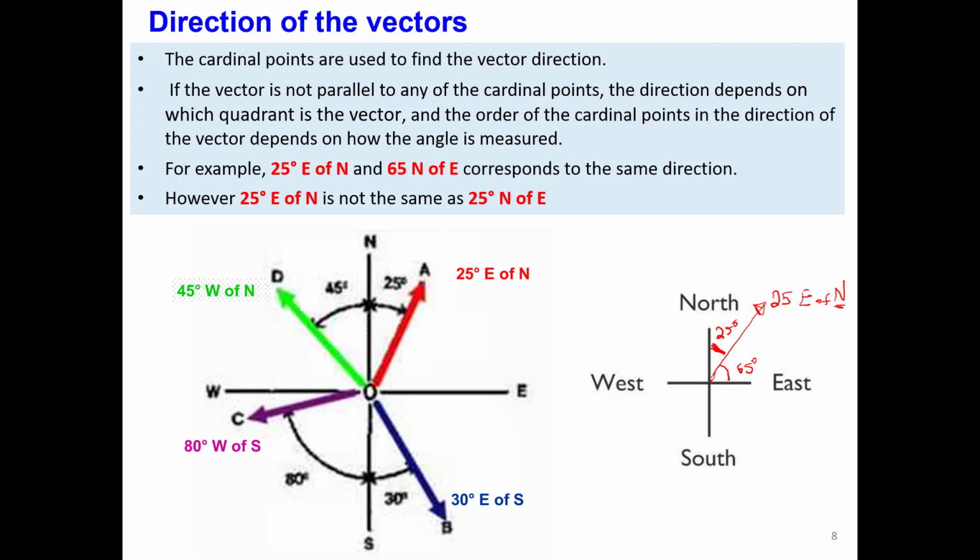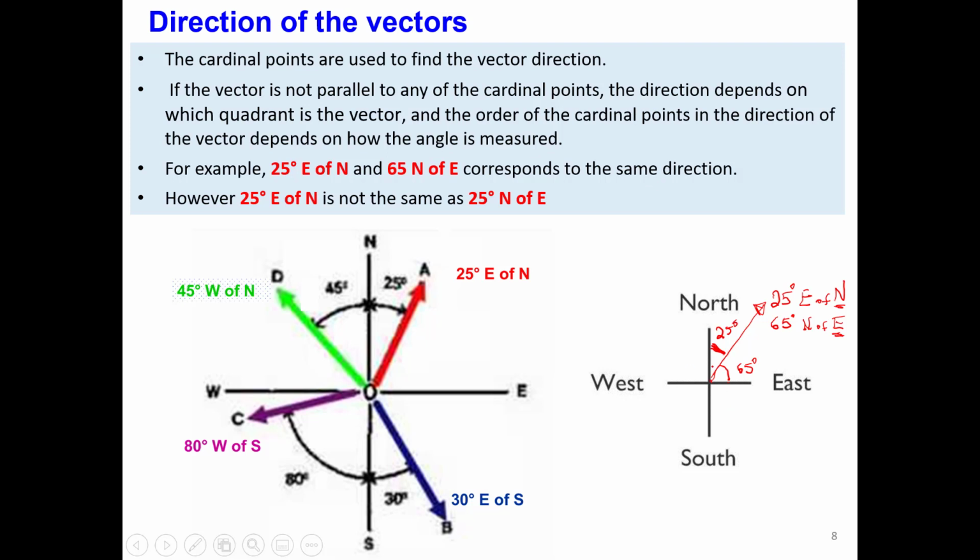The other possibility, we can give the same direction. The direction of the vector will be 65 degrees, but in this case, we will say north of east. Then from where we start, measure the angle will be the last cardinal point in the direction of the vector. This is why here we say 25 east of north and 65 north of east correspond to the same direction.